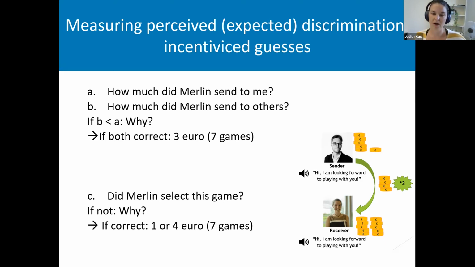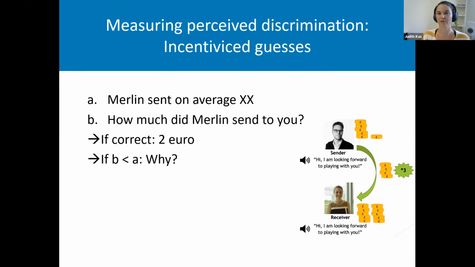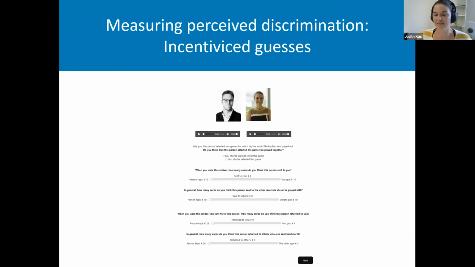So we also later on have a measure of perceived discrimination. We give people some information. Okay, Merlin on average sent, I don't know, €5. How much do you think that you get? And then again, if this is less than the average Merlin sent, we ask why do you think there's a difference? So that looks more or less like this.